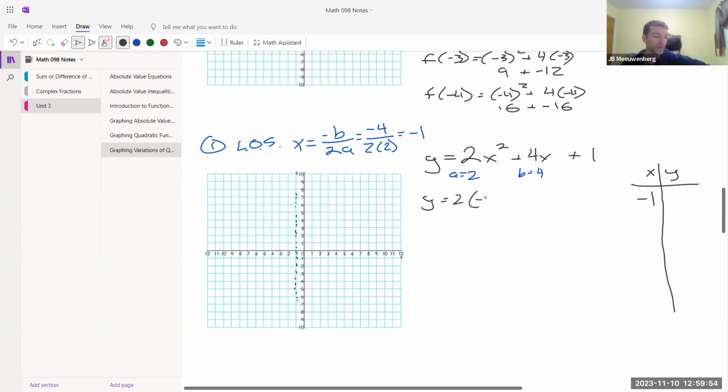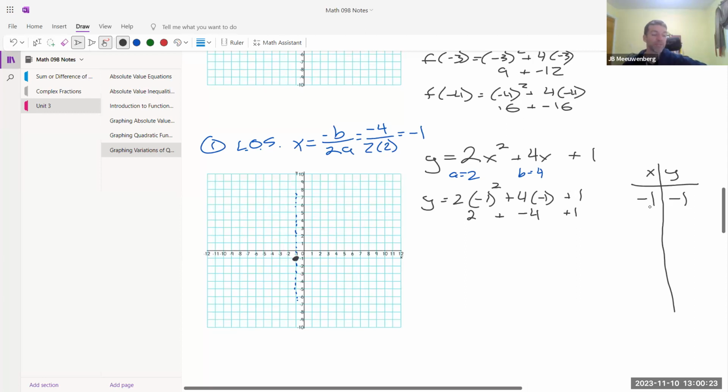Make sure you put your number in parentheses, especially when you're going to square it. Want -1 quantity squared plus 4 times -1 plus 1. So this is +1 times 2 is 2, plus 4 times -1 is -4, plus 1. -2 plus 1 is -1. So there's our vertex, right? Remember, this is always going to be the vertex. -1, -1 is right here.